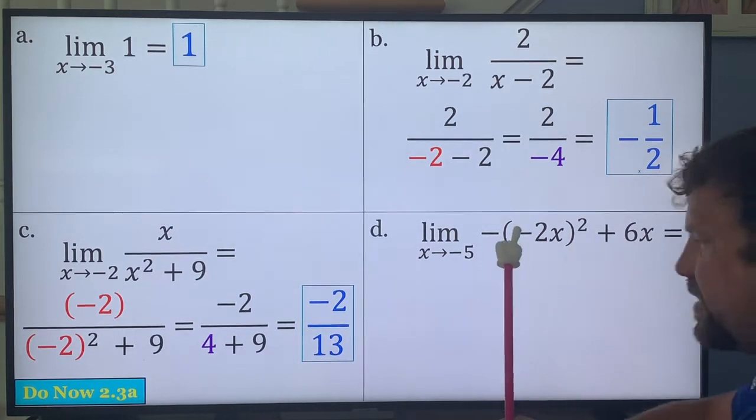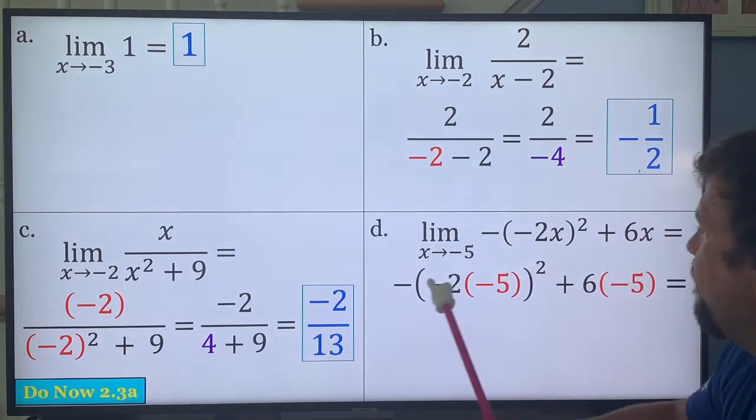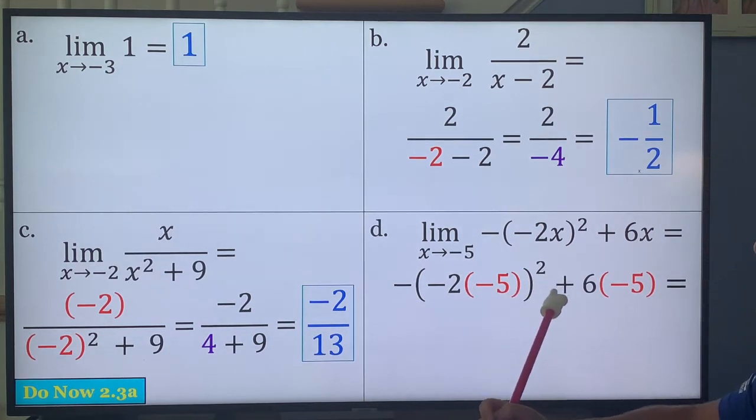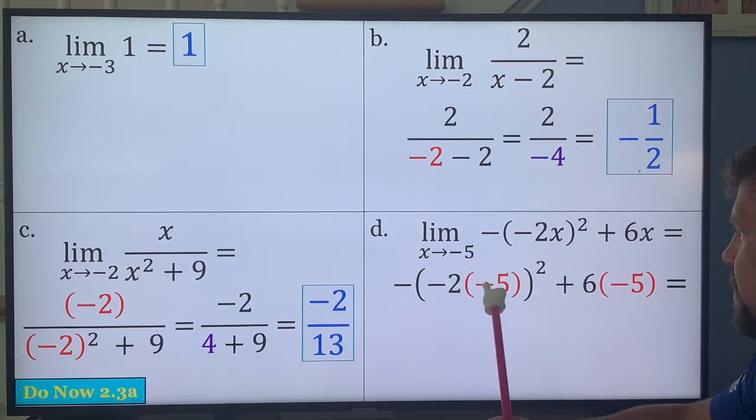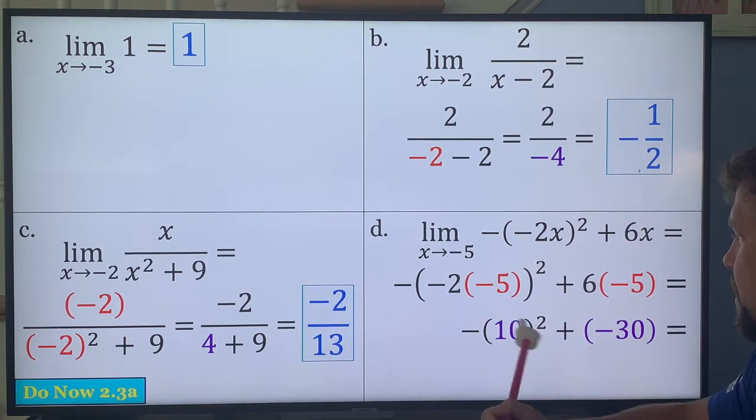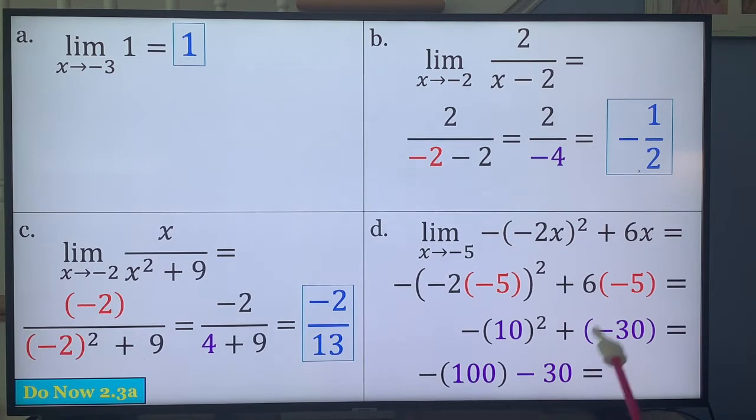Now this one, this might have got you. Negative 2 times negative 5 squared plus 6 times negative 5. Negative 2 times negative 5 is 10. So you got a negative times the positive 10 squared, plus negative 30. Negative 100 minus 30, negative 130.